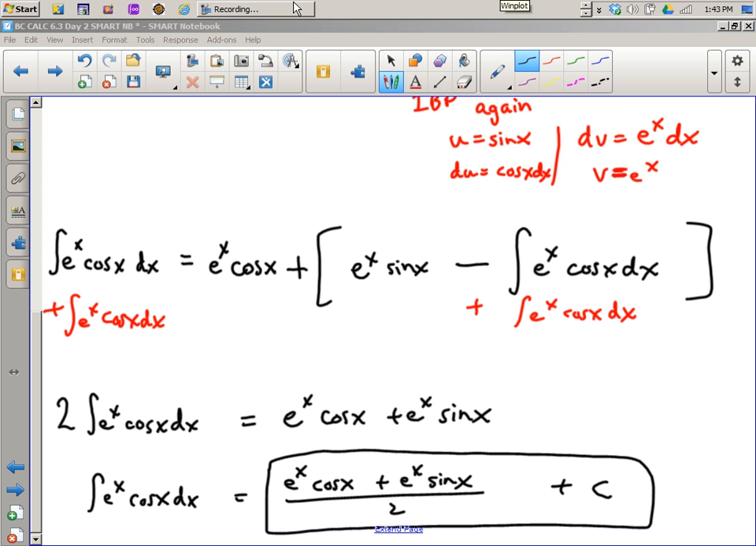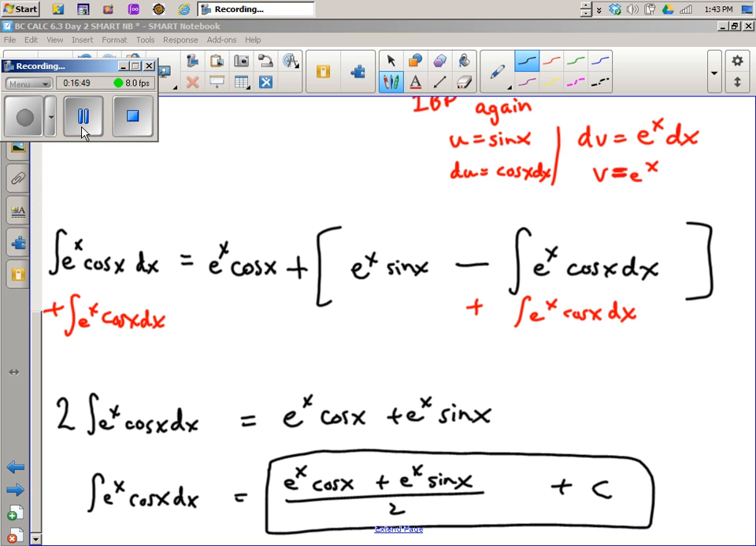And now you've seen just about every type of integral. The only one that still remains is one called integration by partial fractions. And I'll teach it to you in chapter 8. Okay? And that'll be it for integration.